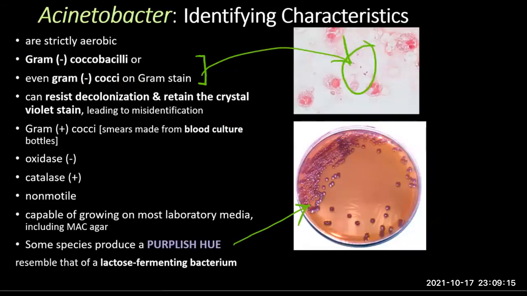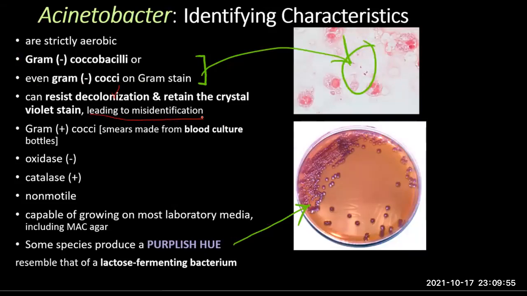We also have how to identify the species under Acinetobacter. They are strictly aerobic. They appear as gram-negative coccobacilli or even gram-negative cocci on Gram stain. Acinetobacter organisms can resist decolorization and retain the crystal violet stain, which often leads to misidentification as gram-positive cocci in smears made from blood culture bottles. They are oxidase negative, catalase positive, and non-motile.